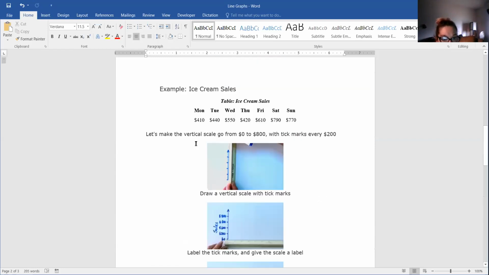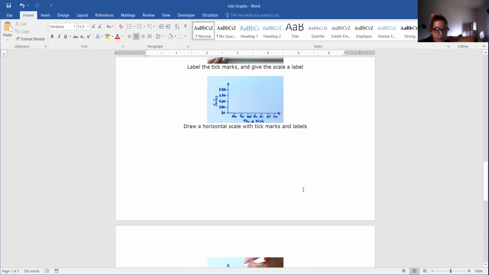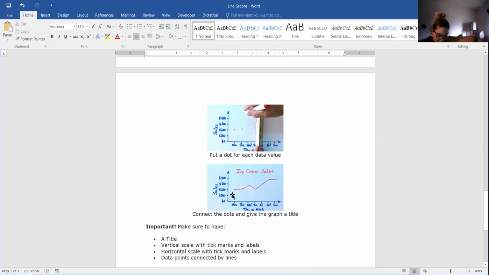So we had on Monday, if you look at this, 410, Tuesday 440, Wednesday 550, Thursday 420. So we put a dot for each of those numbers and then just connect them with straight lines. There's no reason for these lines to be curved, for the simple reason that we have discrete values that we've measured on Monday, Tuesday, etc.